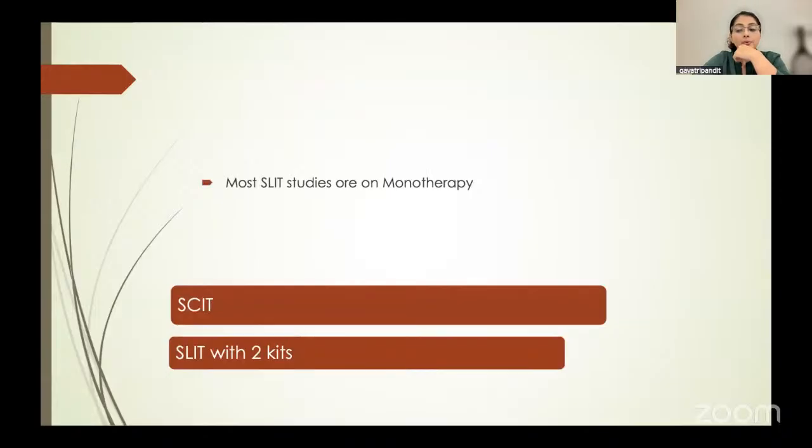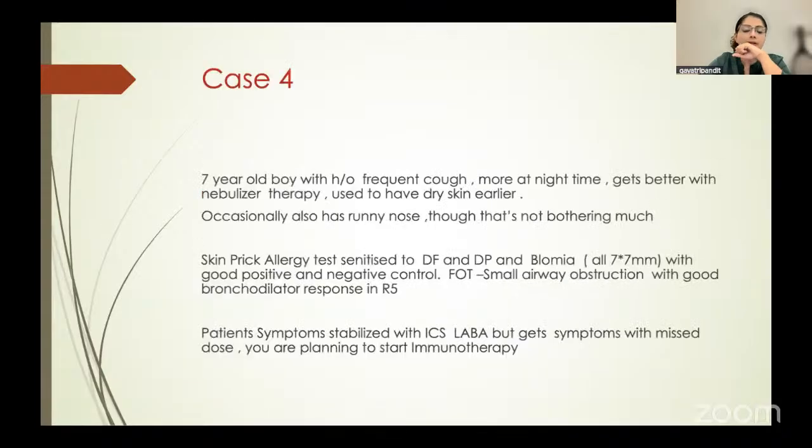So if I go study-wise, by the previous scientific evidence that we have, for this patient the SCIT may be a better option. Or if I have to consider SLIT, I will probably have to keep it as 2 separate kits, 2 with the weeds and 2 with the trees, so that the concentration of the allergen that I deliver in each of these kits will not get compromised, as compared to mixing all 4 allergens in one kit itself.